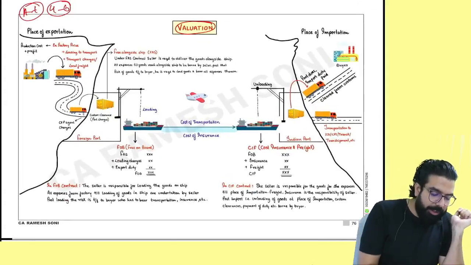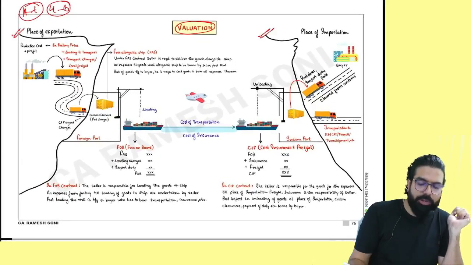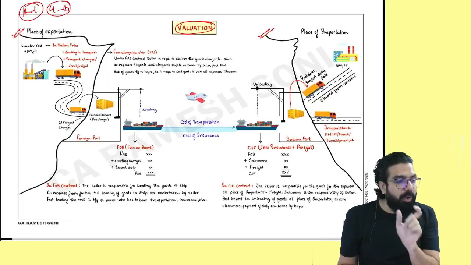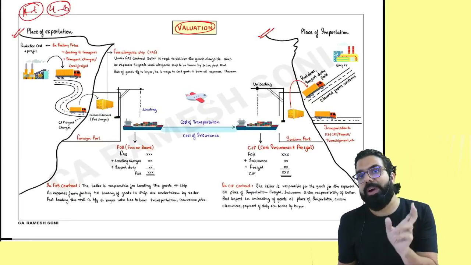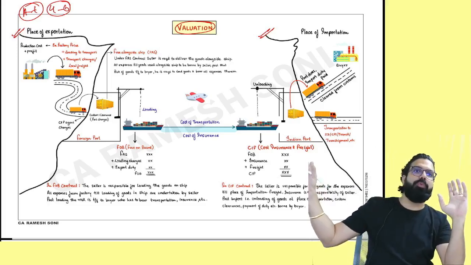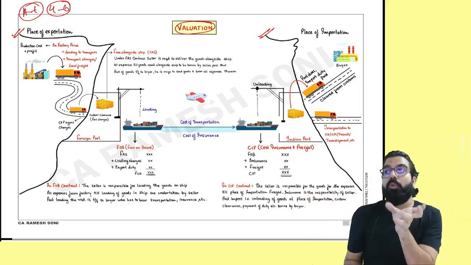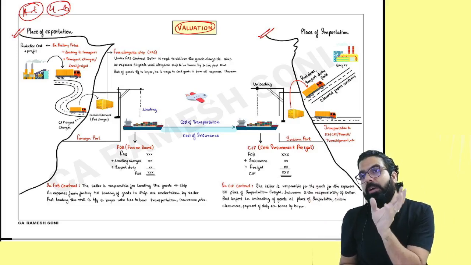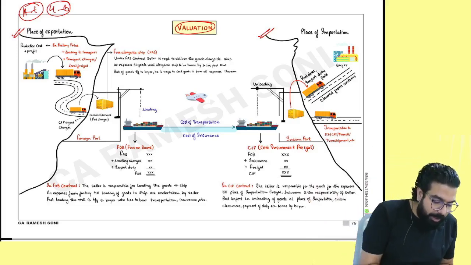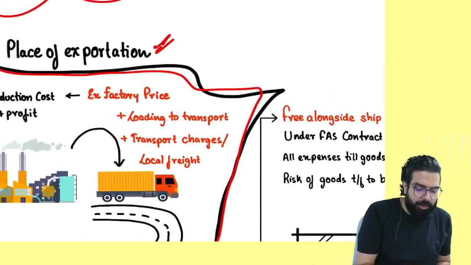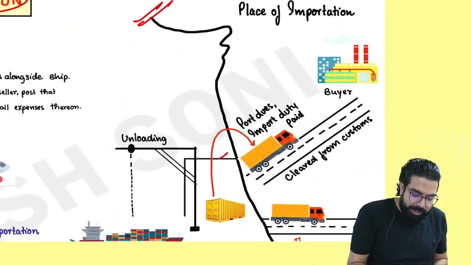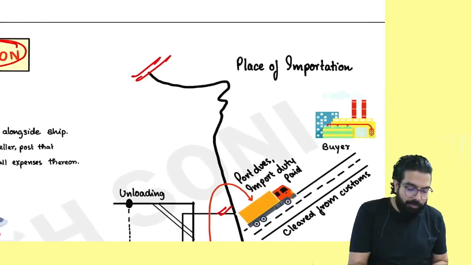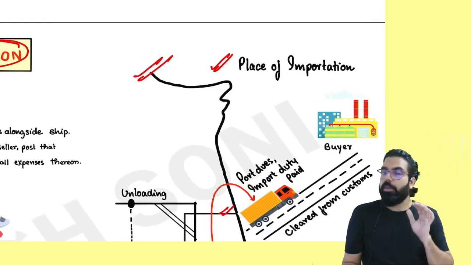Valuation. Supposing you are getting goods from outside India into India, on what value will customs duty be charged? That is told in the chapter of valuation. If you import goods from outside India into India, on what value do you have to pay the customs duty? For example, this is the US port. The US port is the place of exportation, and we are in India. The Indian port will be known as the place of importation.